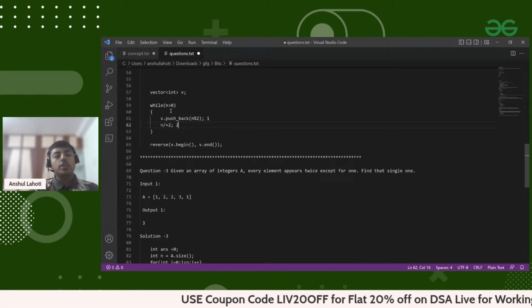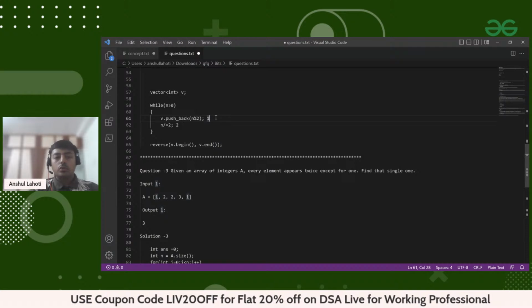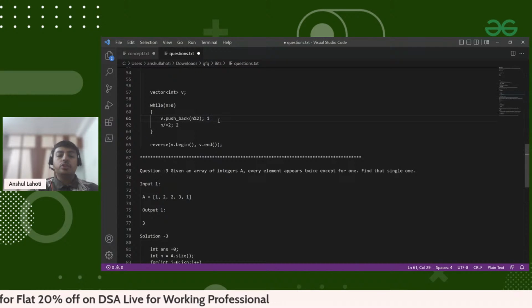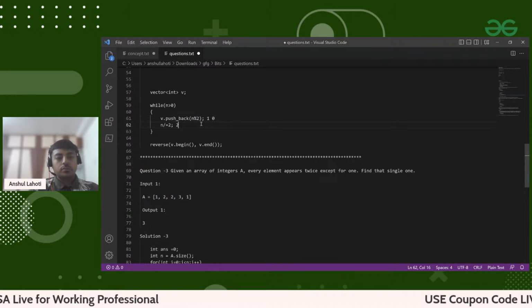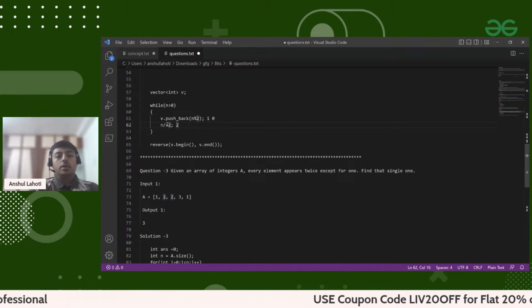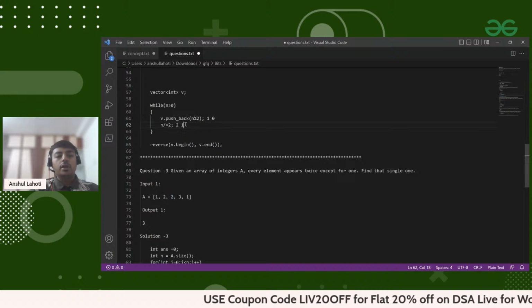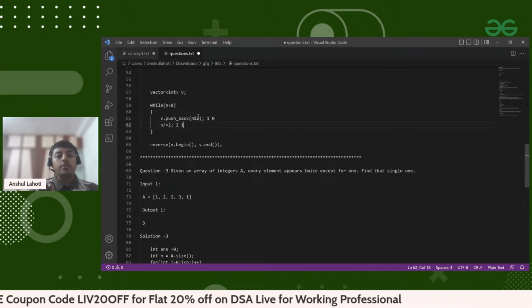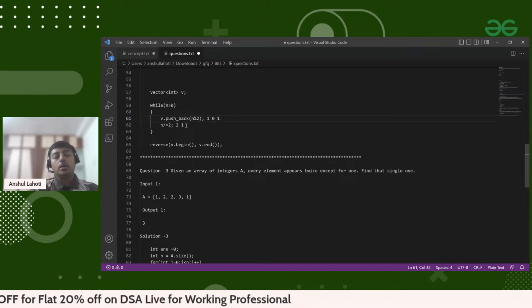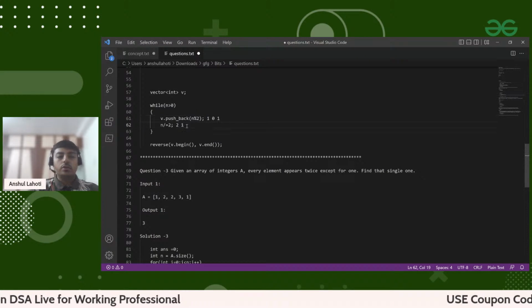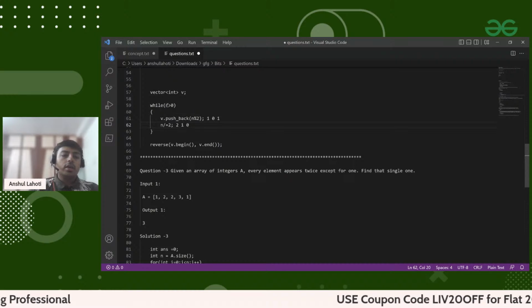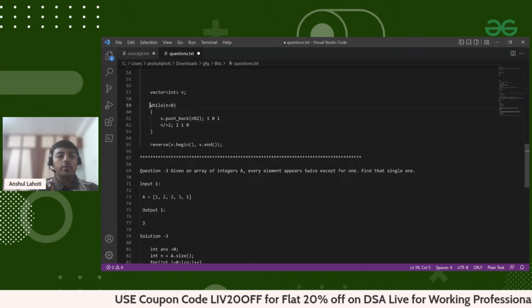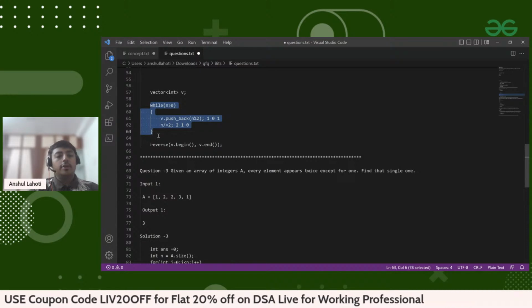So 2 is again greater than 0. So we will push 2 mod 2 here, so in the array we will push 0, and here again 2 divided by 2, we got 1. And 1 is again greater than 0. So we will again do 1 mod 2. 1 mod 2 is 1, and 1 divided by 2 is 0. So 0 is not greater than 0, so we will come out of the loop, and we just reverse the array since we are pushing into it.